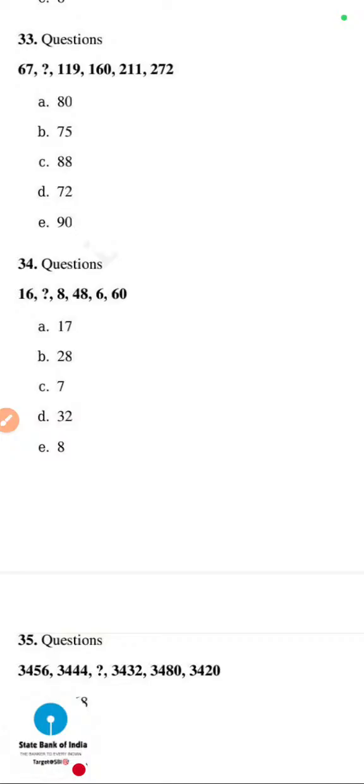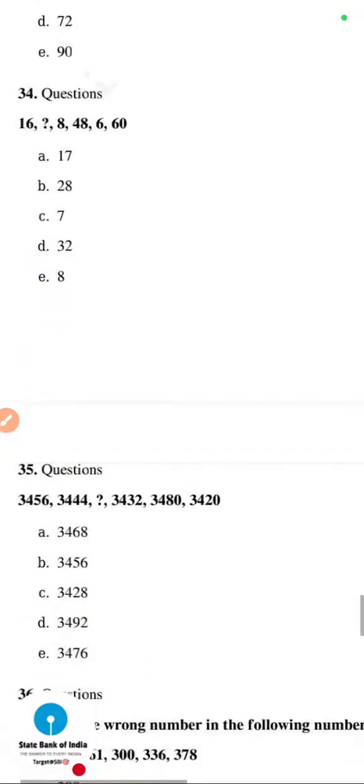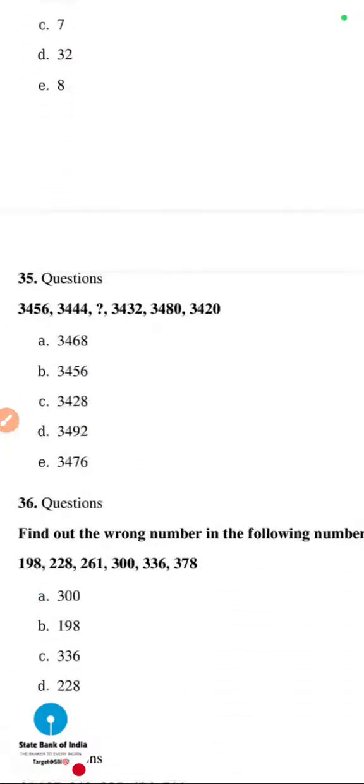So in before that one must be division of 4, and in before one must be into 2. 16 2 times is 32. 32 divided by 4 will be 8. So answer will be 32. Option D is the answer for this fourth question. Now we are going to see question number 5.